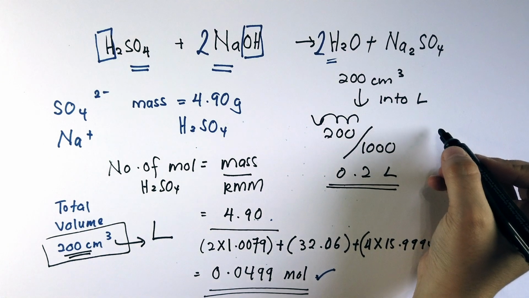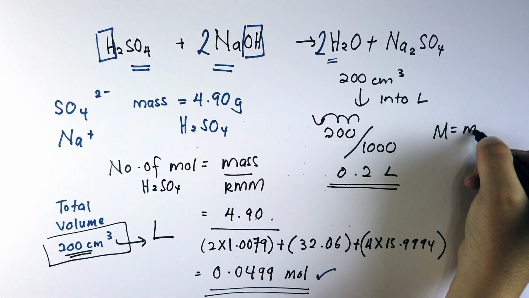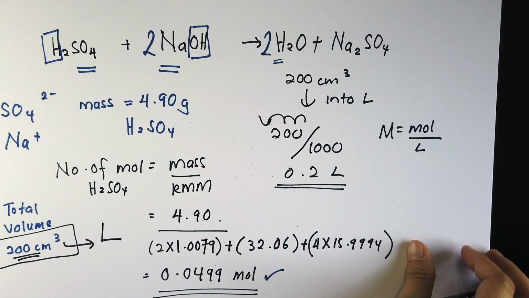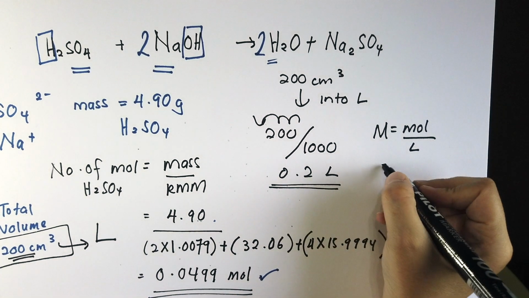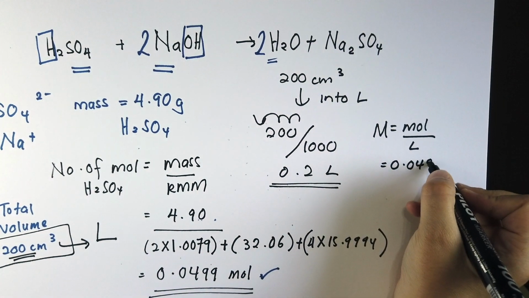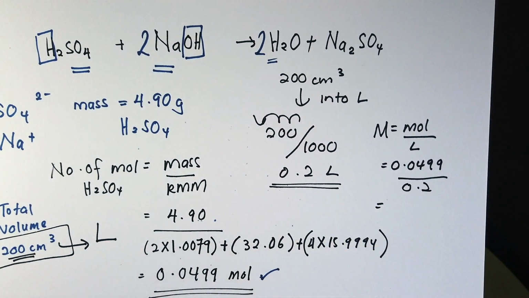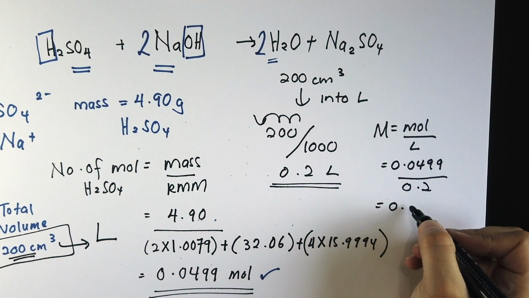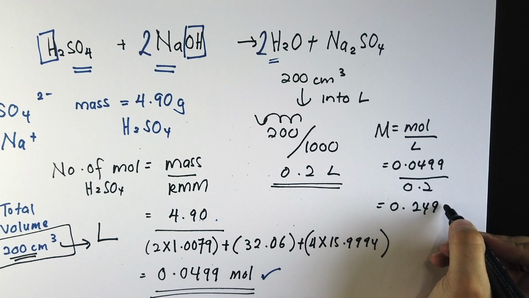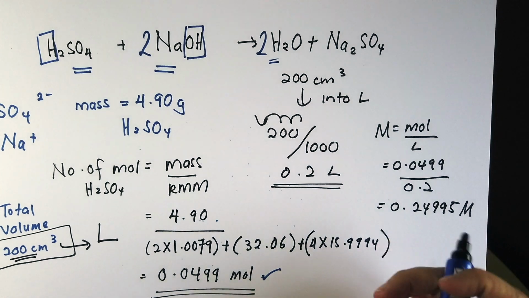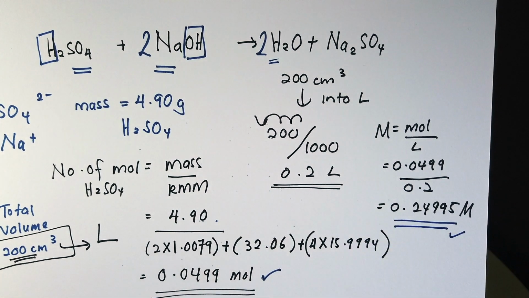So molarity equivalent to mole over liter. So what is the number of mole? So the number of mole is here, 0.0499. Liter is 0.2. So you should get the molarity is equivalent to 0.24995 molar. Okay, this is your second thing that you need to calculate. Alright.